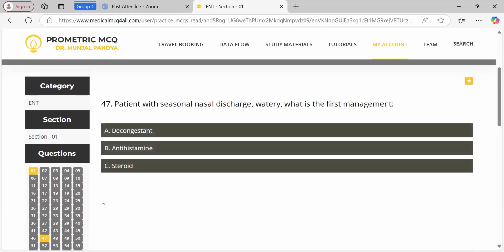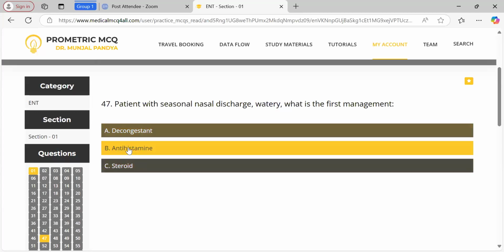A patient with seasonal nasal discharge, watery, what is the first treatment? Antihistamine. Initially, always antihistaminic. Then you give decongestant, and further, if not treated, then steroid. But antibiotic is not needed.